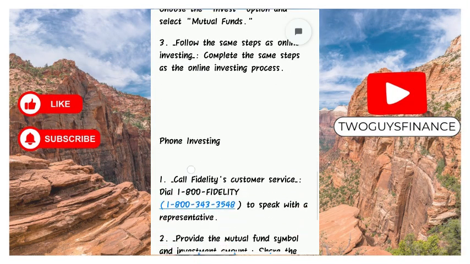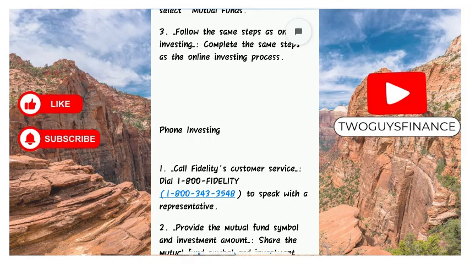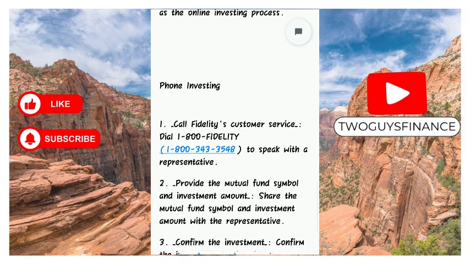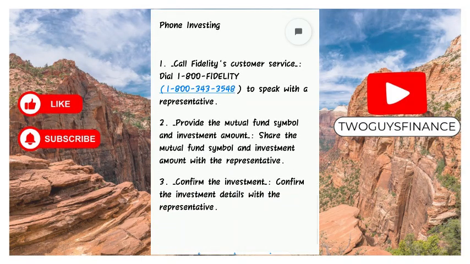Now for phone investing, all you got to do is just call Fidelity's customer service. The number is right there on the screen, and that's going to connect you to a representative, and then just share the mutual fund symbols and investment amount with the representative, and they're going to confirm the investment details, and then they're going to help you to get that all set up.